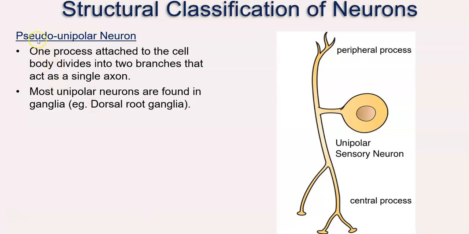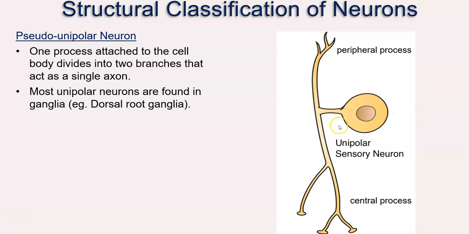And then we get the pseudo, which means false, unipolar, and we're going to find these on all the cranial nerves. We're going to see it in the dorsal root ganglia, and so all those sensory nerves that come into your spinal cord are going to look like this. They have a cell body here, and it comes off and then they go off in 2 different directions.